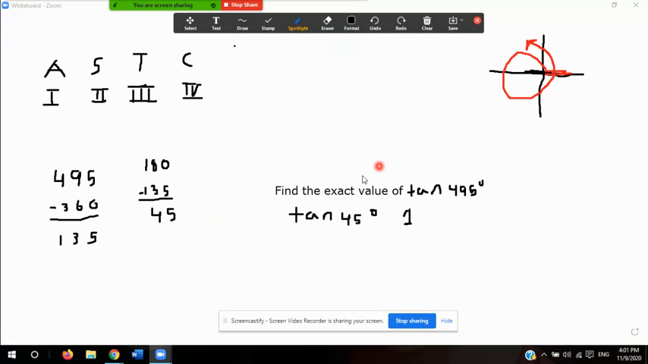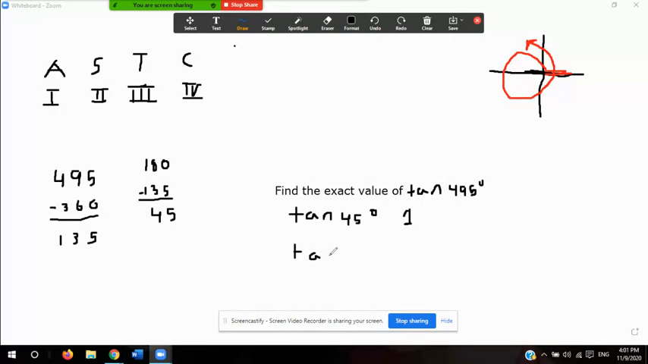And I know that when I subtracted 495 minus 360, it was 135. So that's in the second quadrant. And in the second quadrant, the only positive trigonometric functions are the sine and the cosecant. I'm being asked to find the tangent. So in that case, I know that the tangent of 495 degrees is negative 1. So I'm writing that down.